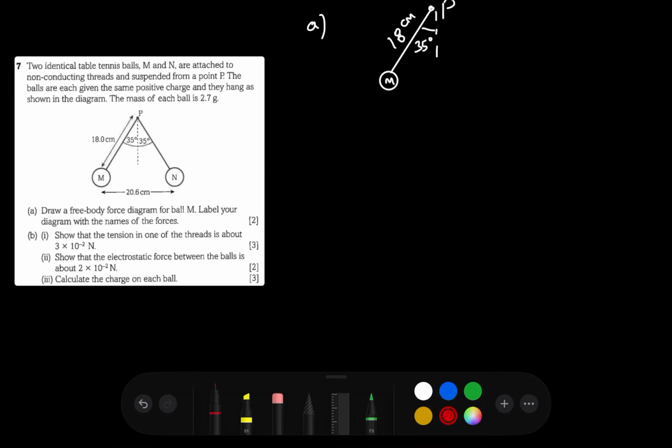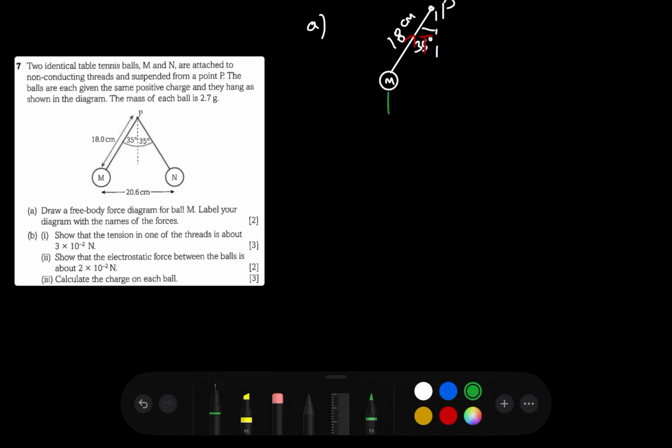So in part A, I have a ball there, so I'm just going to assume this is point P here, and that's the ball. Let's call that ball M, and it's suspended at an angle of 35 degrees, and the length of the thread is just 18 centimeters. Now, here's the deal. The forces acting on ball M are as follows.